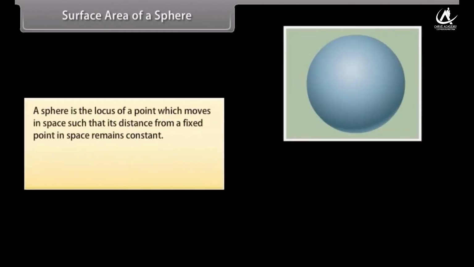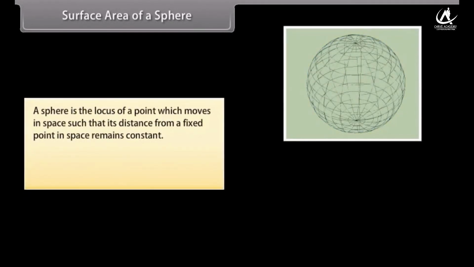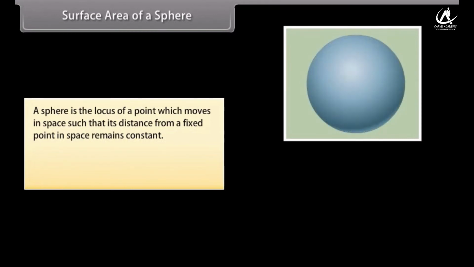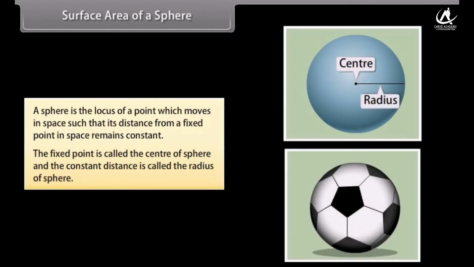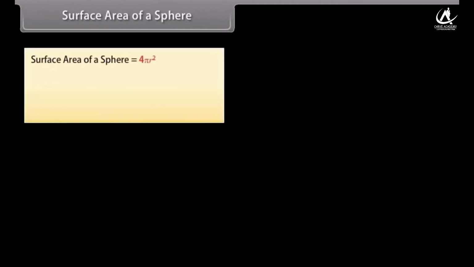Surface area of a sphere. A sphere is the locus of a point which moves in space such that its distance from a fixed point in space remains constant. The fixed point is called the center of the sphere and the constant distance is called the radius of the sphere. A sphere is like the surface of a ball. Surface area of a sphere is equal to 4 pi r square.